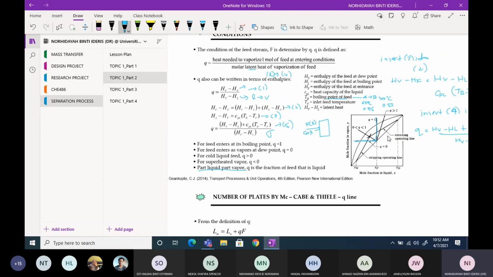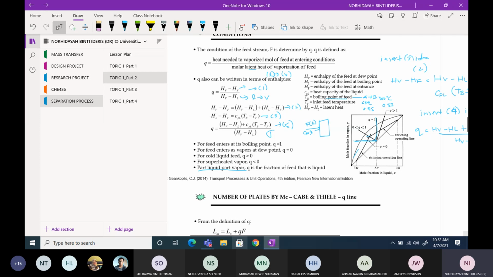Okay, so usually you have your enriching line here, stripping line here, and also another one is this Q line. This Q line is important for us to determine the location of the feed tray, because if you have the enriching and stripping line, eventually you already can calculate the number of stages, but we need this Q line to determine the location of your feed tray.